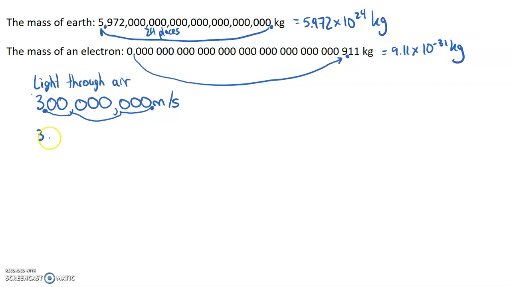So we're going to write this as 3. You could write it as 3.00. You could put as many zeros as you wanted, but we're going to write it as 3 times 10 to the 8 meters per second. And this is the foundation of what we're going to do with refraction.